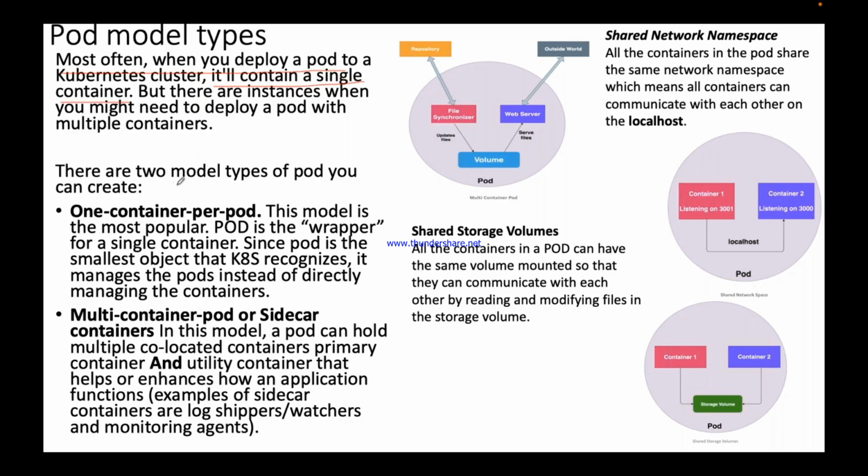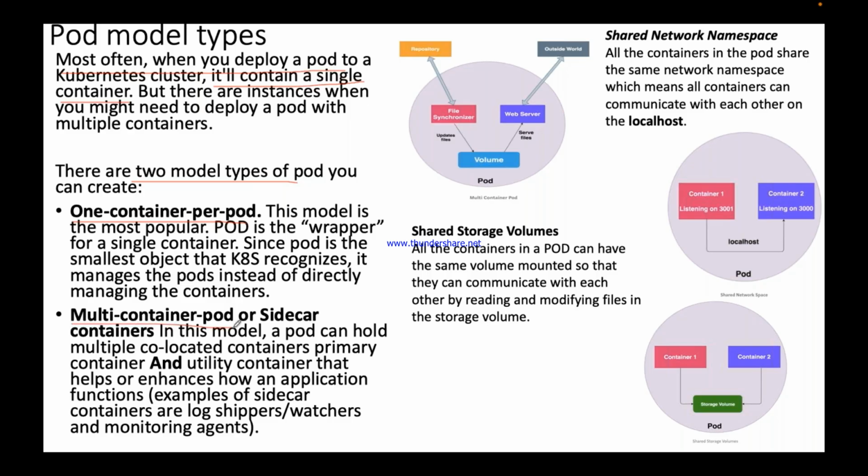So there are 2 pod model types. One is the single container pod. We call it a one container pod or single container pod. This model is most popular. The pod is the wrapper of a single container. Since the pod is the smallest object in Kubernetes that it recognizes, it will manage the pods instead of directly managing the containers. So if it is a single container pod, it will have only one container.